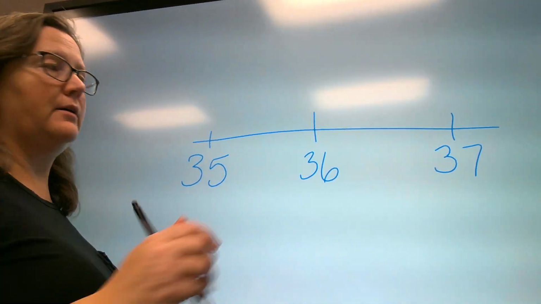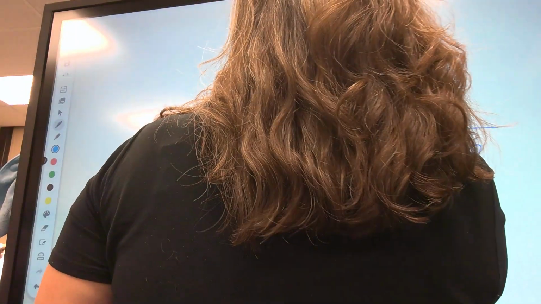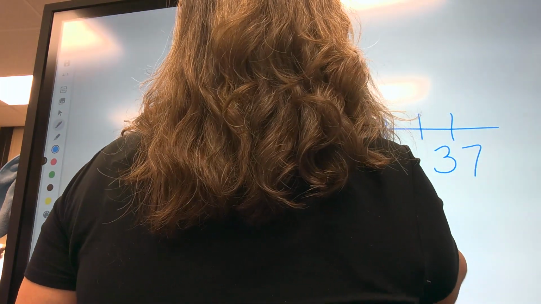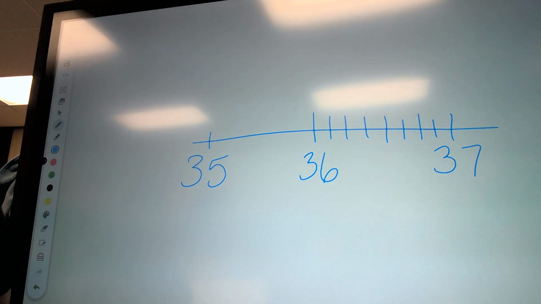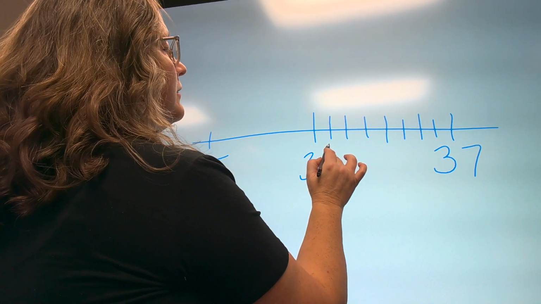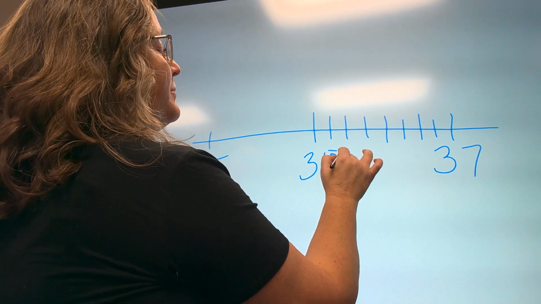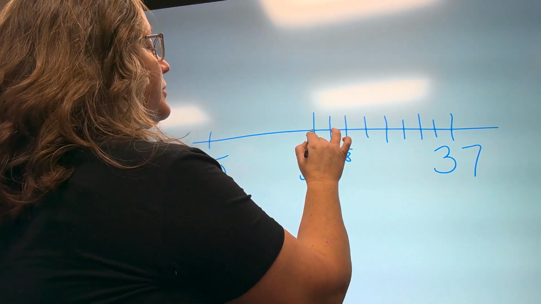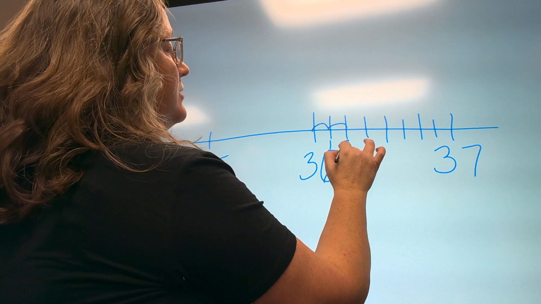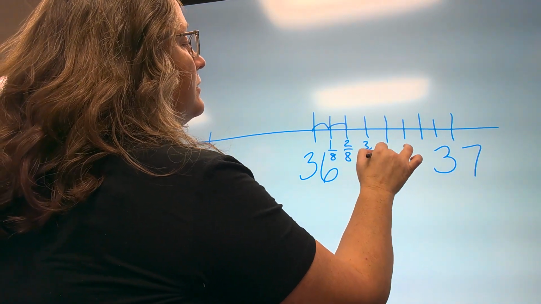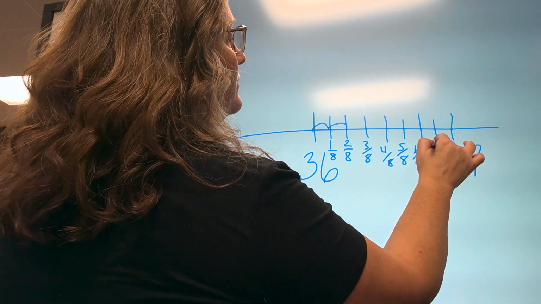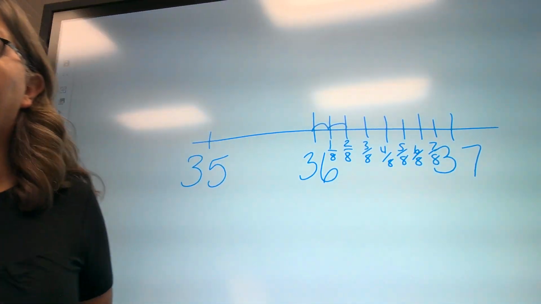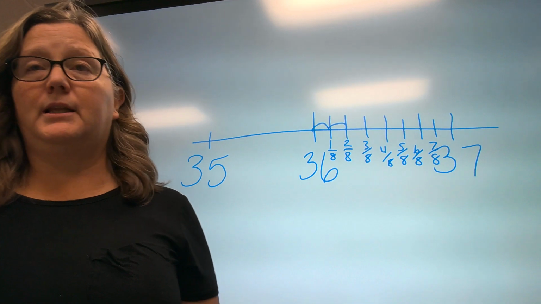I gotta move this down. 8 spaces, so 7, 8. So what's our denominator gonna be in all of these? 8, because it's split up into 8, right? So this first one would be 1/8, 2/8, 3/8, 4/8, 5/8, 6/8, 7/8, and then 8/8 would be our next whole number.